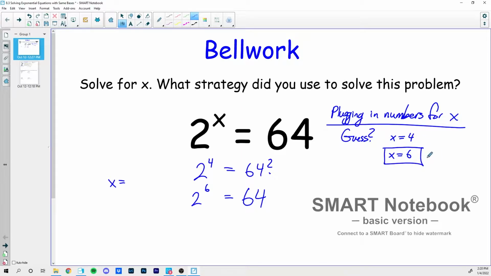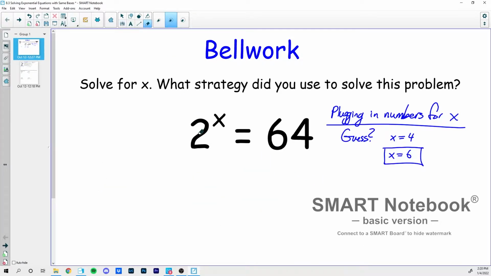X equaled 6. What we're really going to be learning here, rather than just guessing, is what method I can use when I get harder problems. This problem is really easy; I can just guess it through. But if I get something a little bit trickier, what's the math behind this that's going to help me solve harder problems?